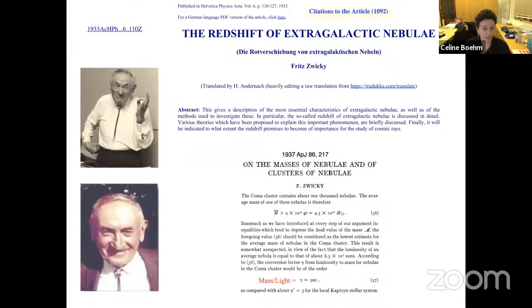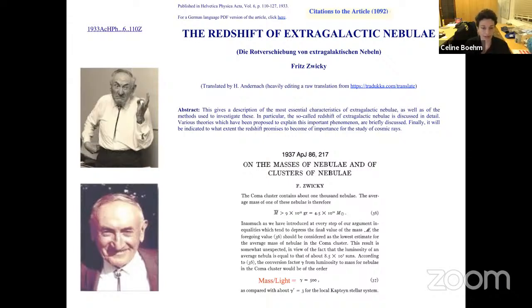And in that paper, which is really explicit on the mass of nebula and of clusters of nebula, so basically clusters of stars, you can see that he had an estimation for the mass. Instead of reading the text, perhaps you can read it, but the thing I want you to look at is the mass to light ratio, which is critical information. So mass to light is the quantity of mass that you can infer from an object divided by the amount of light that you receive.